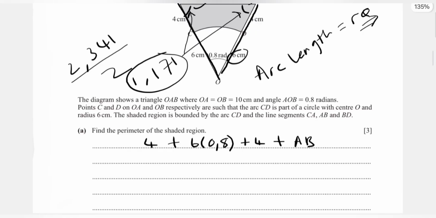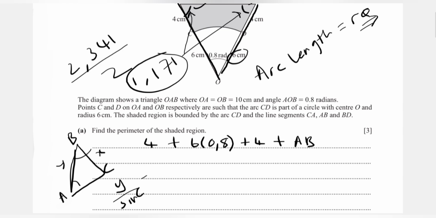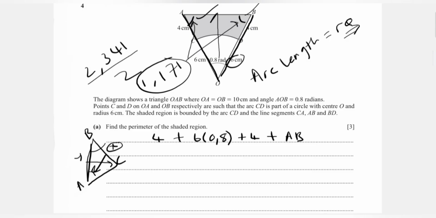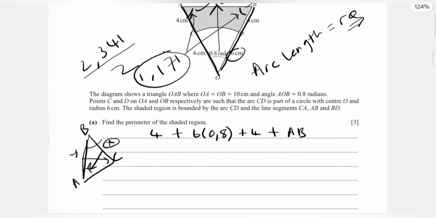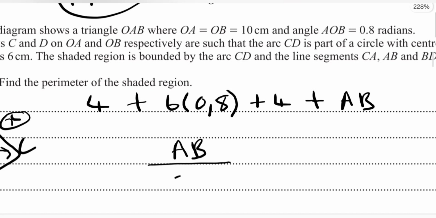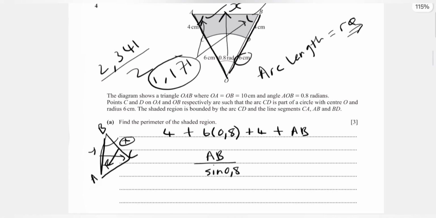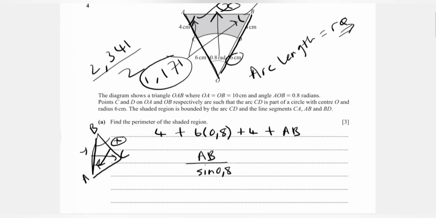Now with that, we know that if we have a triangle like this, let's call it ABC, with sides x and y, then y over sine C should be equal to x over sine the angle at A. In our case, we're going to say AB over sine 0.8 radians, AB over sine 0.8.